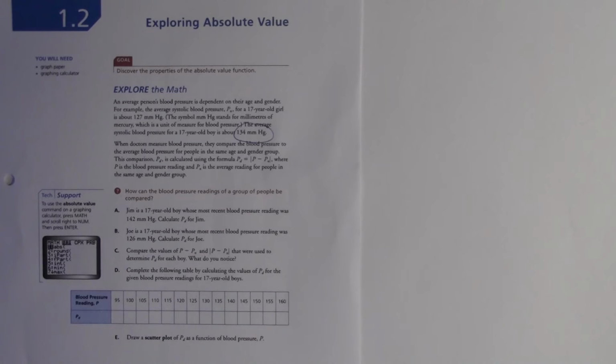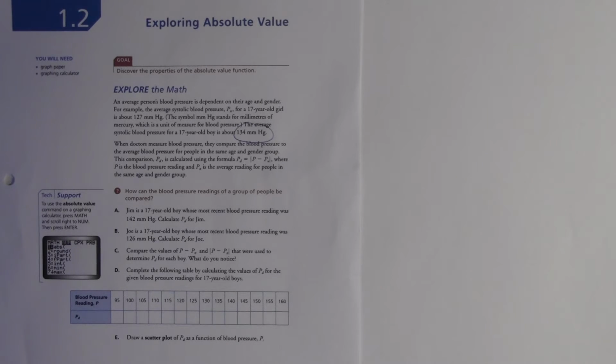When doctors measure blood pressure, they compare the blood pressure to the average blood pressure for people in the same age and gender group. This comparison, PD, is calculated using the formula PD equals the absolute value of P subtract PN, where P is the blood pressure reading and PN is the average reading for people in the same age and gender group.